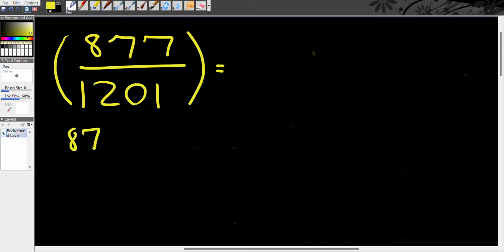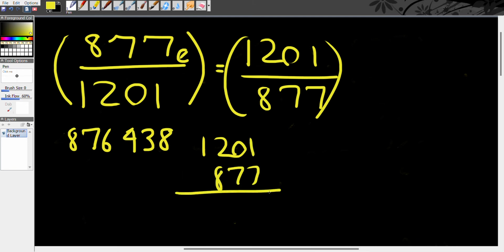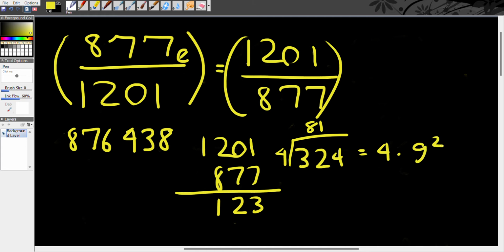So 876 divided by 2 is 438. Is that right? So this is even. We can flip it without incurring a negative 1 factor. And we can subtract, because we're modding really. And this is 324, right? 324. And then 324 divided by 4 is 81. So this is 4 times 9 squared.